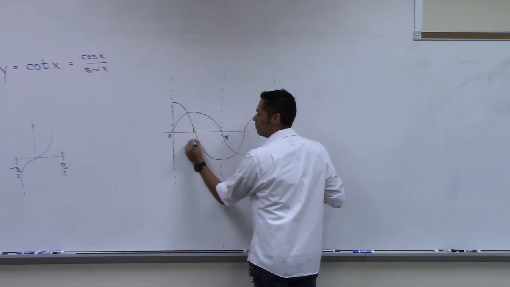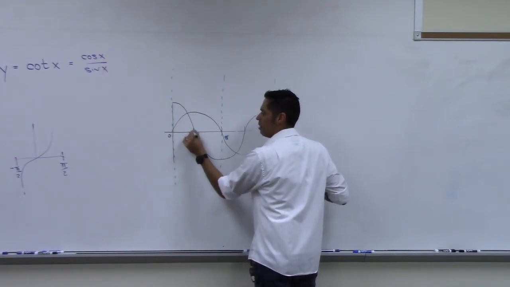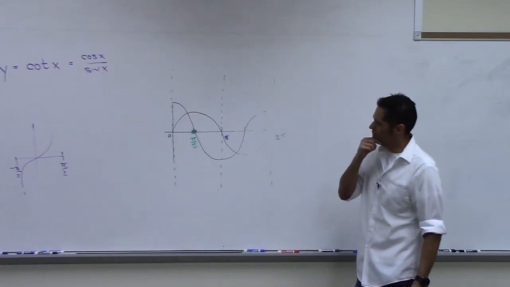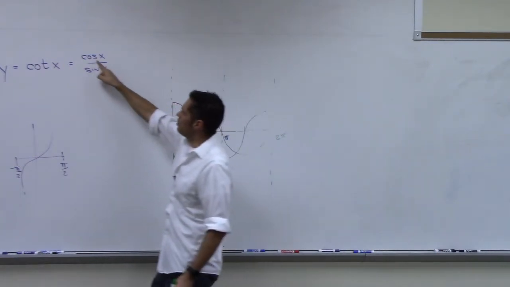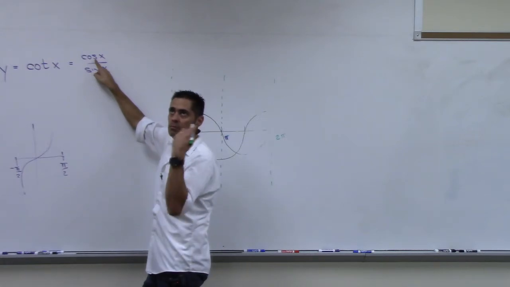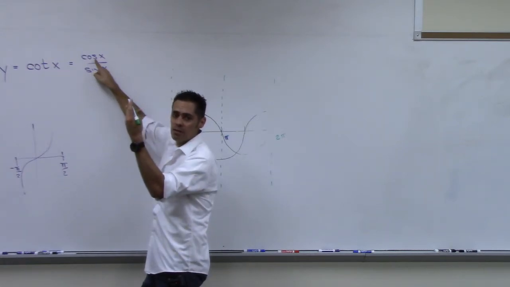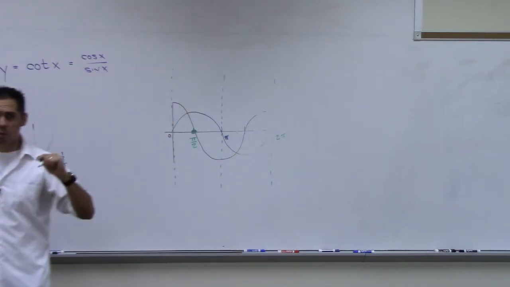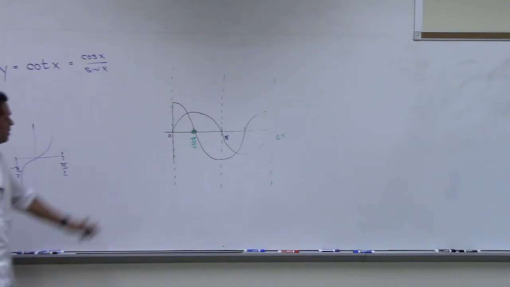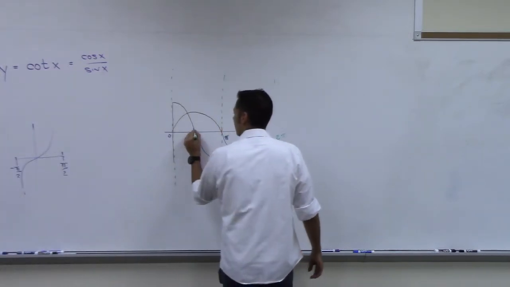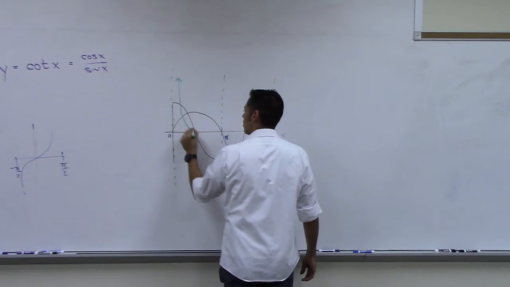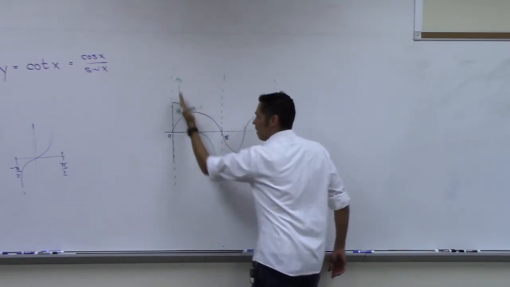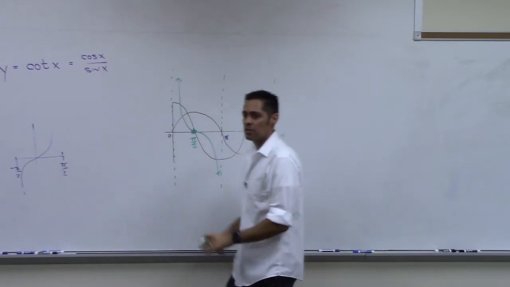At pi over 2, you would have 0. Why is that? What's cosine of pi over 2? 90 degrees. Cosine's the x-coordinate on the unit circle. You get 0. What's sine of 90 degrees? You get 1. 0 over 1 is 0. So that's why we have that. And now it's actually going to be the opposite of tangent. Instead of going down then up, it's going to go like this. That's your cotangent.